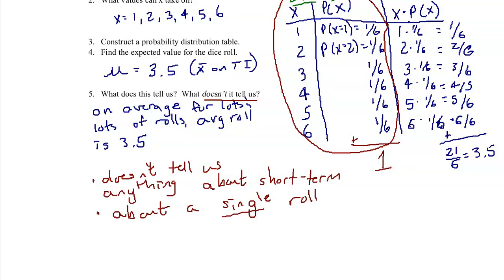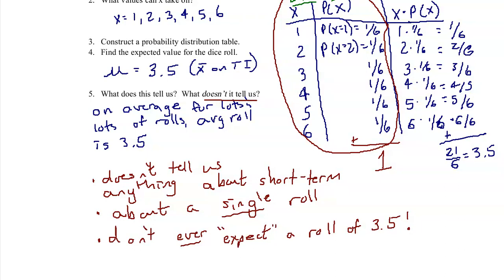And it does not tell us to ever expect a roll of 3.5. You're rolling dice. There's no side with a 3.5 on it. So expected value is your average over the long term. It doesn't tell you anything about the short term, about any given roll, or that you should ever expect to get that exact value. That is an average.